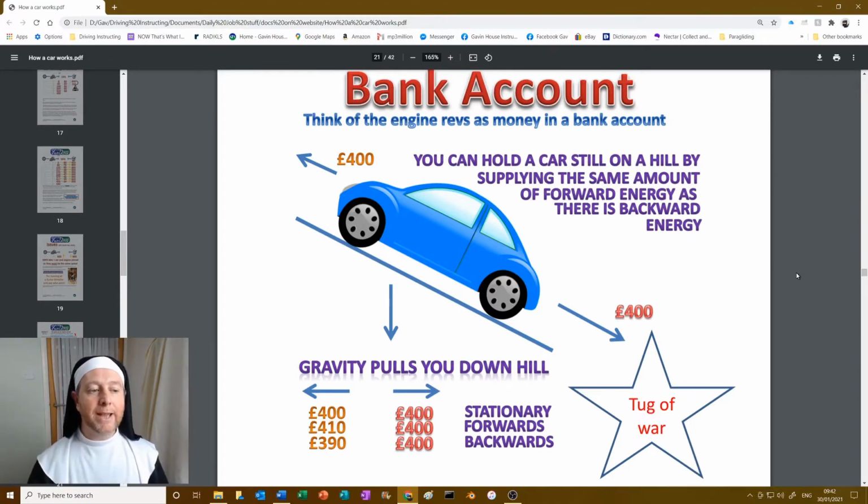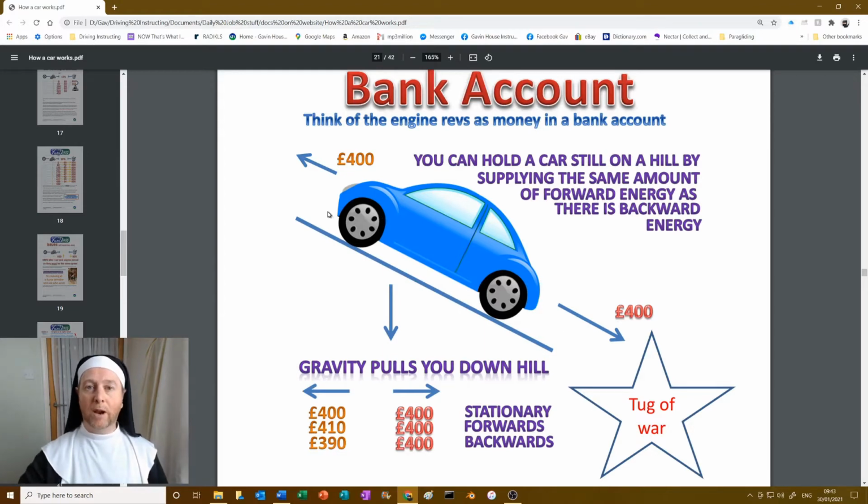Now, let's say gravity is pulling us down, this car on a hill, it's pulling us down and therefore backwards, and it's pulling us with a force of 400 pounds. So let's pretend gravity has spent 400 pounds to pull us backwards. If we spent 400 pounds in forward motion, they would cancel each other out and the vehicle would stay still on the hill, as we have here. So 400 pounds in each direction, we are stationary. As soon as one of them wins over the other, you will either go forwards or backwards.